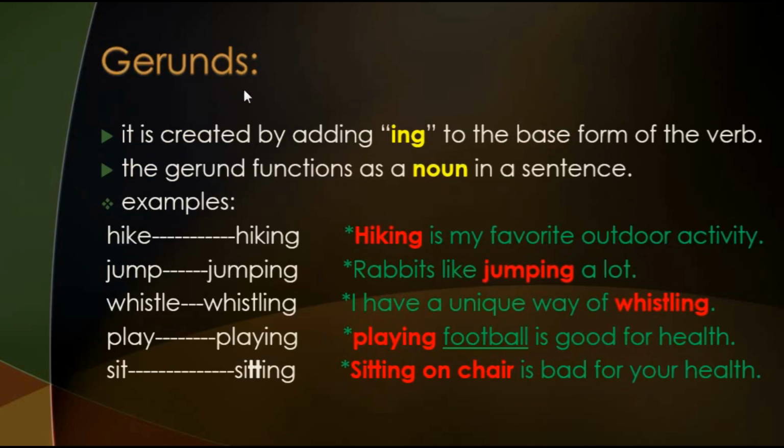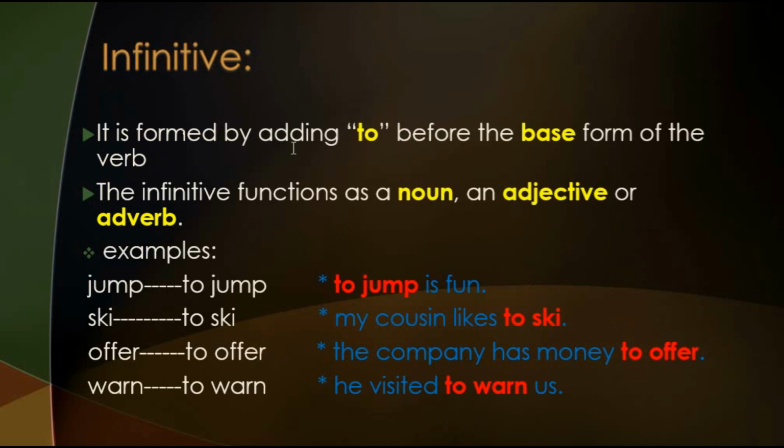So let me just recap this once more. We have the gerund. It is created by adding ing to the base form of the verb, and it functions as a noun, as I have given you examples in these sentences. But the infinitive is created by adding to before the base form of the verb, and it functions as either a noun, an adjective, or an adverb, as I have given you examples: a noun as a subject, a noun as an object, an adjective, and an adverb, okay? So this is all there is to this lesson.